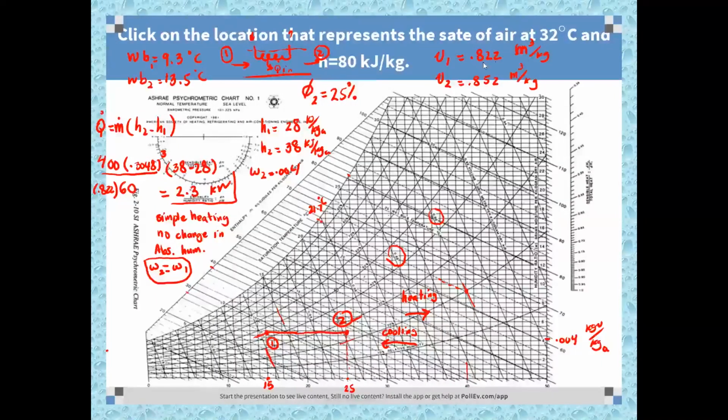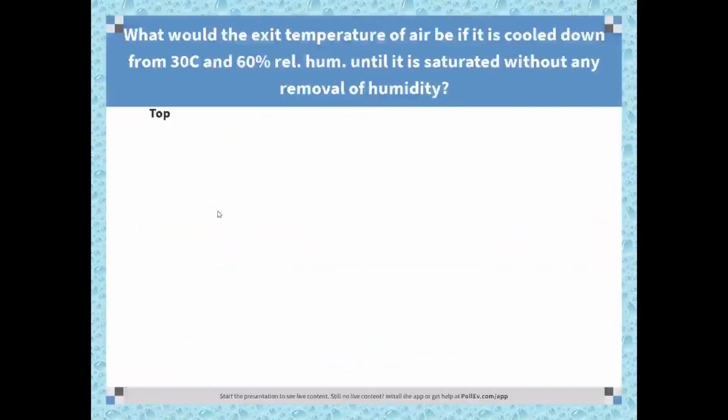So for specific volume, we use 0.822 and 0.85 for the flows. All right. Okay. Well, I leave this to you guys. Do you see this question? The exit temperature of air. You see my screen? Yes, sir.